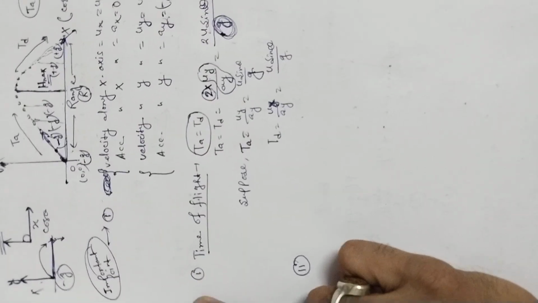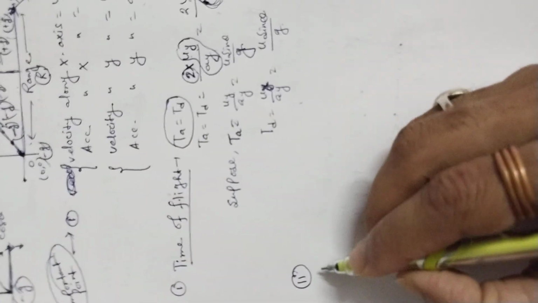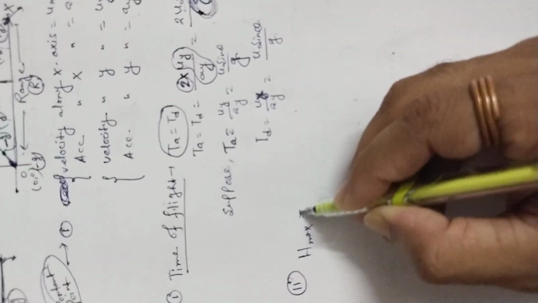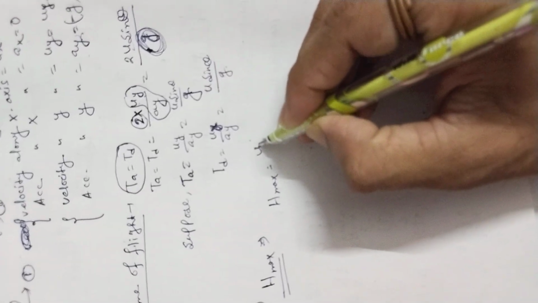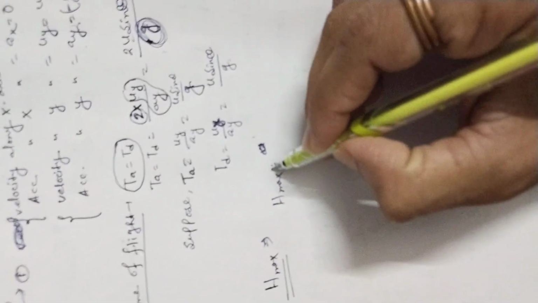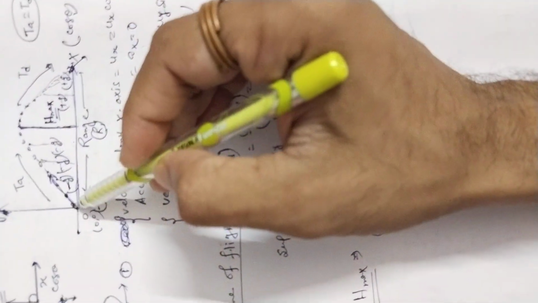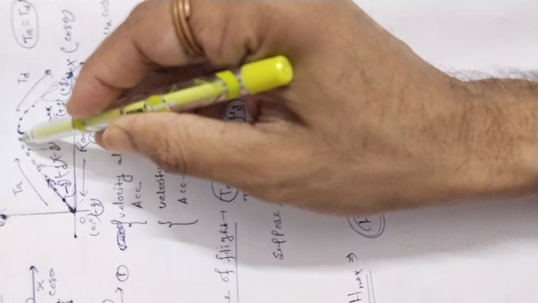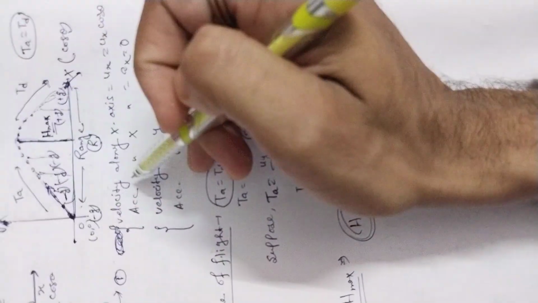Number 2 is maximum height. What will the height be? It will be maximum. Maximum height, h max. So h max equals u... First you tell me, what is h max, along the x-axis or the y-axis? I have taken h max for the particle. It is also true that the particle at the top position, and the distance covered from the x-axis, is the maximum height.